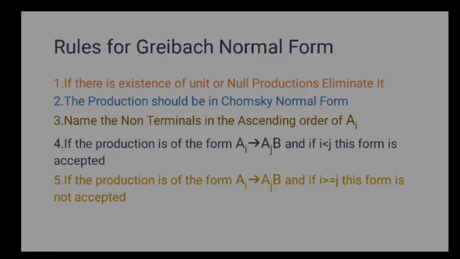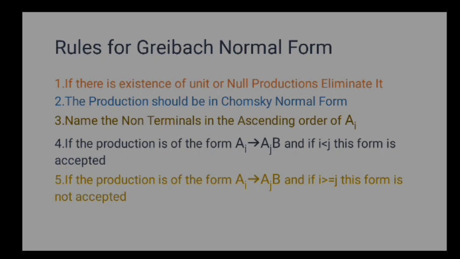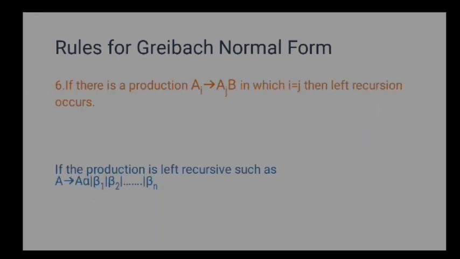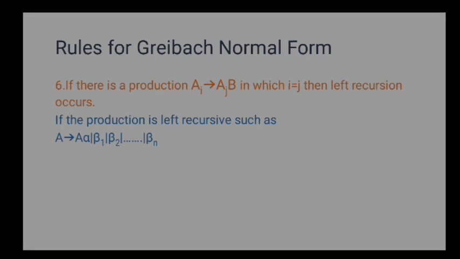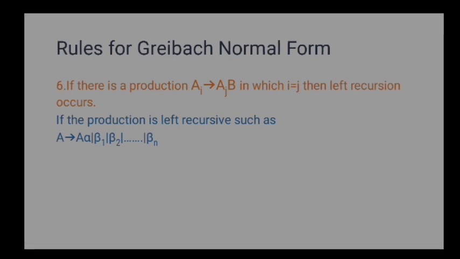Suppose the production is the vice versa, that is the i value is greater than or equal to j, then such a production is not accepted. In some mechanisms we have to apply to convert that to Greibach normal form. If a production Ai tends to Aj B has i and j equal, that means the left side non-terminal and the right side non-terminal are equal, such a production is called a left recursive production. So we have to get rid of left recursive productions here.